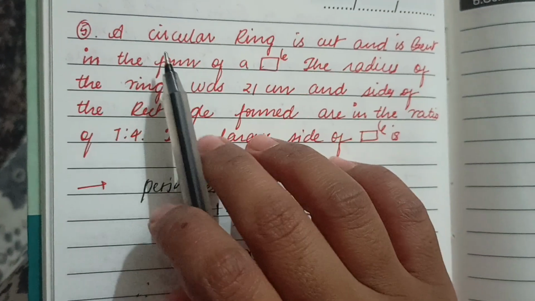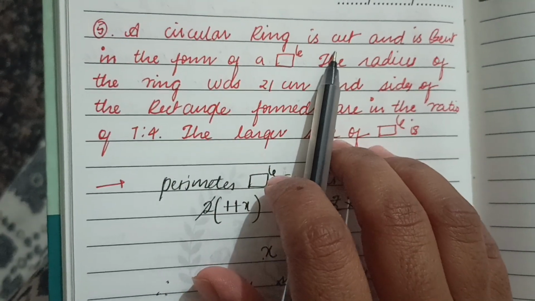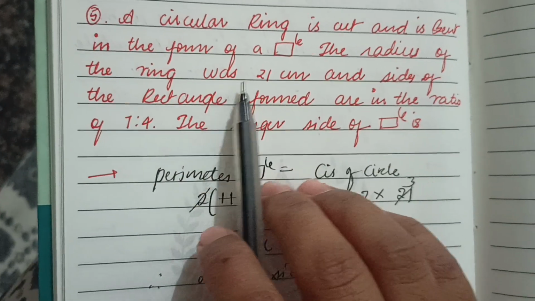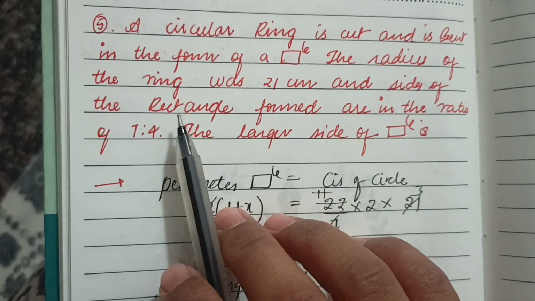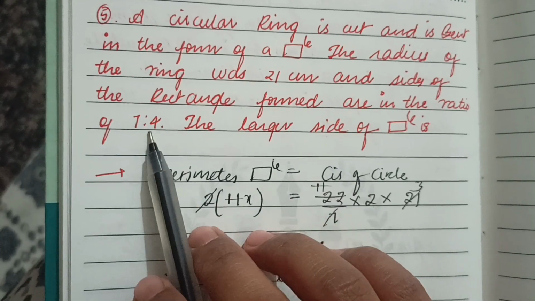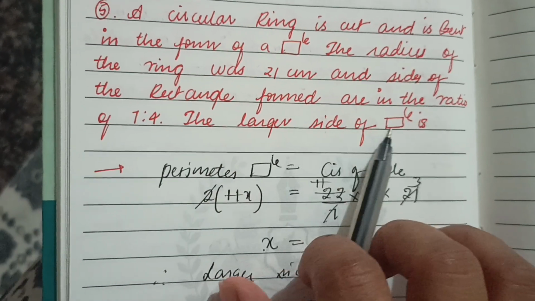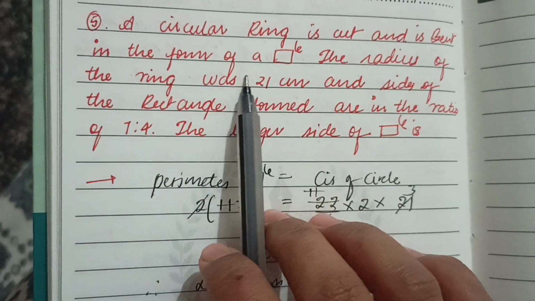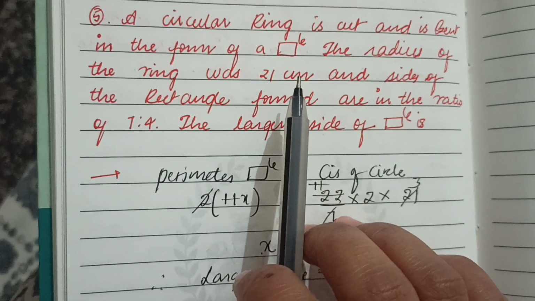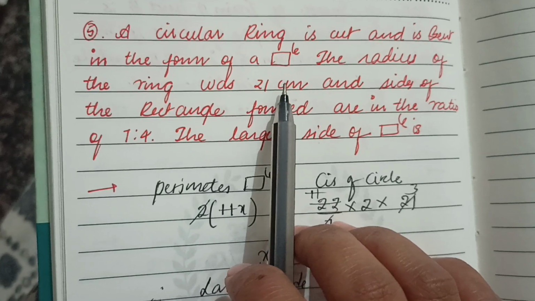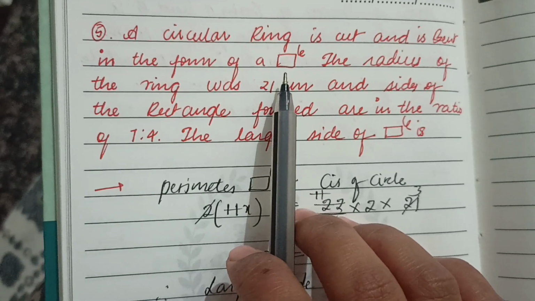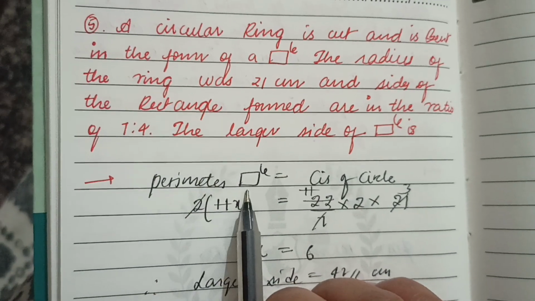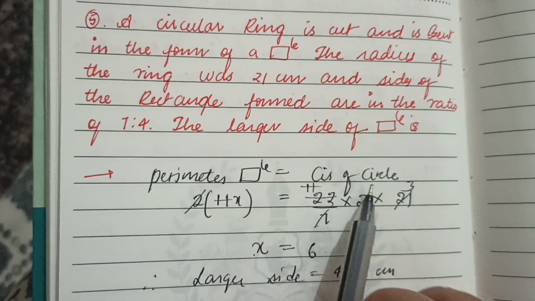So next question, a circular ring is cut and is bent in the form of a rectangle, and the radius of the ring was 22 centimeter, and the sides of the rectangle formed are in the ratio of 7:4. The larger side of the rectangle is? Initially this circular ring is cut and bent into the form of a rectangle, which means the perimeter of the rectangle will be equal to the circumference of the circle.